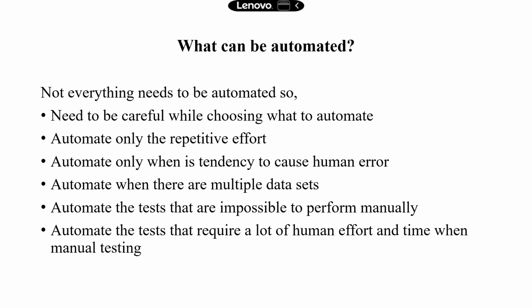Then we have to automate the tests that are impossible to perform manually, just like the payroll one. We have to automate the tests that require a lot of human effort and time in manual testing. So these are some criteria you have to keep in mind when you try to automate anything. We have to be very careful while we choose what to automate. This will help you in making a decision about what needs to be automated, so this is a very careful decision.